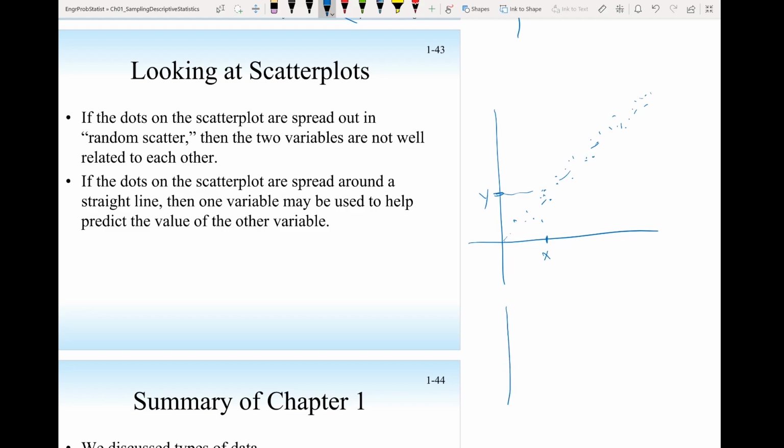Now, if after I plot all the x's and y's I get something like this, definitely there is no relationship between x and y. Why? Because for this value of x, I have one data point here with this y, and another data point has a different value of y, and another a different value again. So there is no cause and effect relationship between x and y. If I know x, I cannot predict y, so there is no linear relationship between x and y.